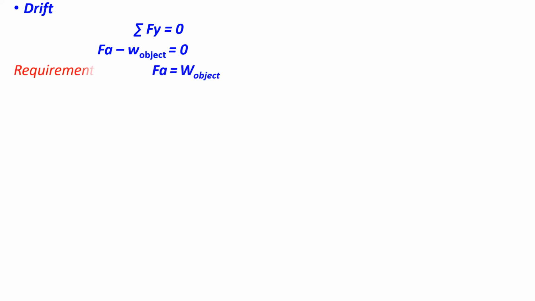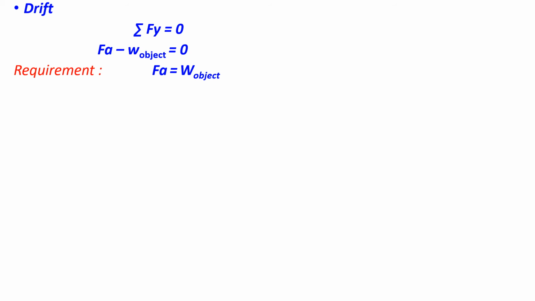The second condition is drift. From the figure at the previous slide, while object in drift condition, we see that the object is in equilibrium condition. So, resultant force at y-axis equals 0. And there are two forces that work on the object. So, resultant force at y-axis equals Fa minus weight object equals 0. Hence, we can get requirements for drift is Fa equals weight object.